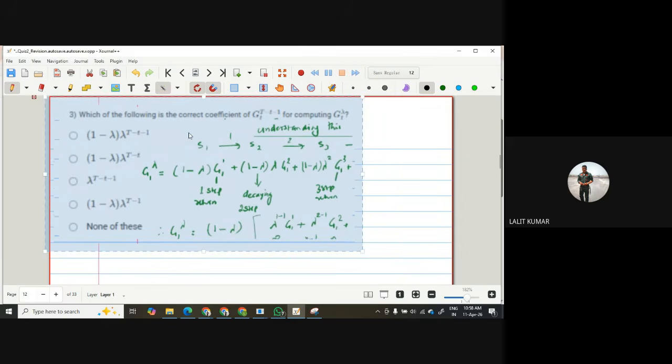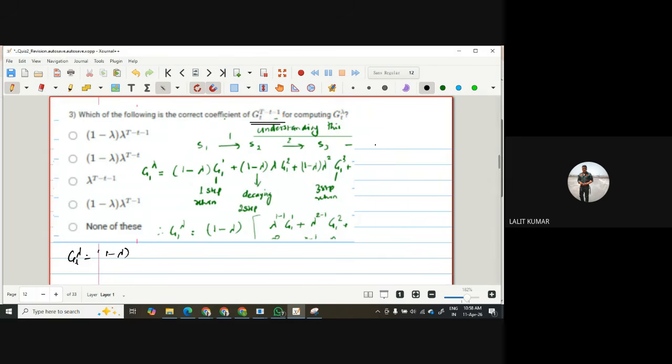They have asked which of the following is the correct coefficient of G_t^(t-t'-1). We just have to use the formula. We know G_t^lambda is equal to (1 minus lambda) times the summation of lambda^(n-1) G_t^n. Here n is equal to t minus t' minus 1. Therefore, the coefficient will become (1 minus lambda) into lambda^(t-t'-1-1), which is (1 minus lambda) into lambda^(t-t'-2). This is the correct answer. That's why it was none of those.